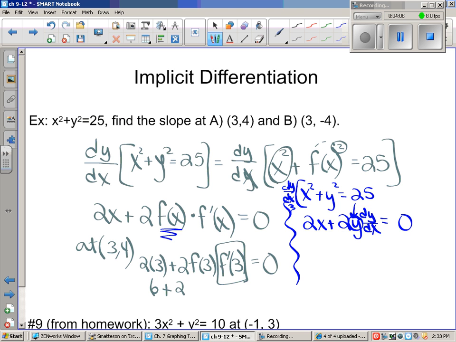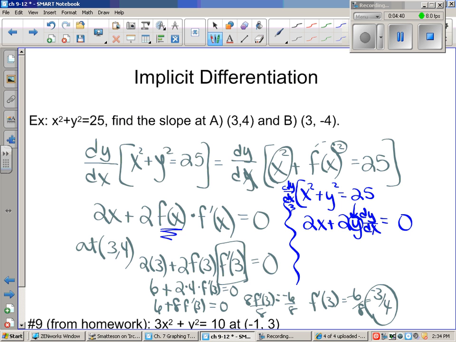F of 3, we know from the point, is 4 times f prime of 3 equals 0. So we have 6 plus 8 times f prime of 3. All right, now we're going to move this 6 over to the other side, and we're going to solve for f prime of 3. So I have f prime of 3, and I'm going to leave the 8 there, equals negative 6, and I'm going to divide by the 8. And so in other words, f prime of 3 is equal to negative 6 over 8, or negative 3/4. And that is the answer I'm looking for.